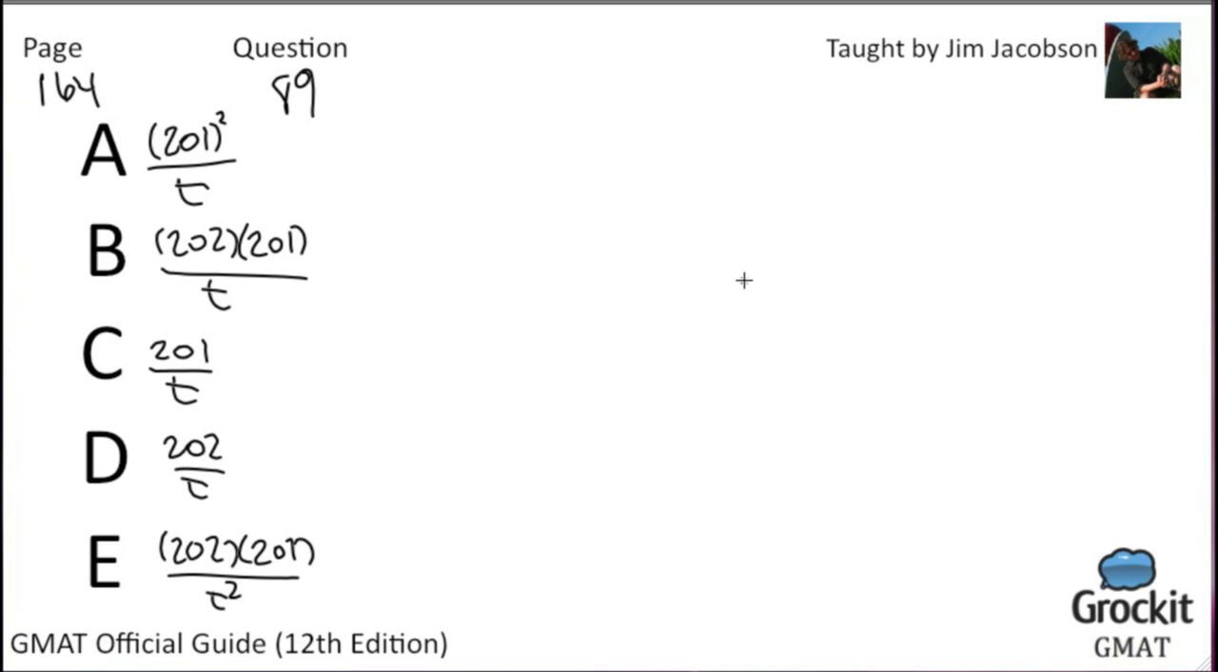If s is the product of the integers from 100 to 200 inclusive, and t is the product of the integers from 100 to 201 inclusive, what is the value of 1 over s plus 1 over t in terms of t? We have two variables, but we end up being able to substitute. So s is the product of the integers from 100 to 200 inclusive: 100 times 101 times 102, dot dot dot, all the way to times 200.